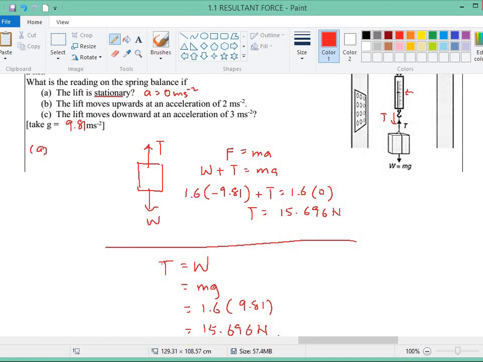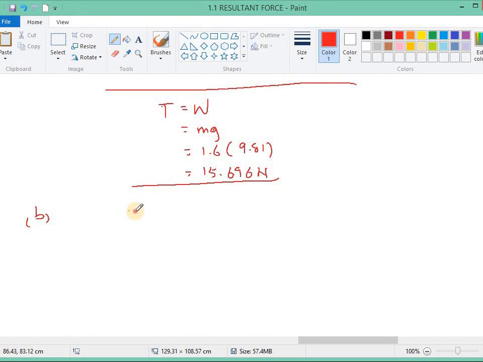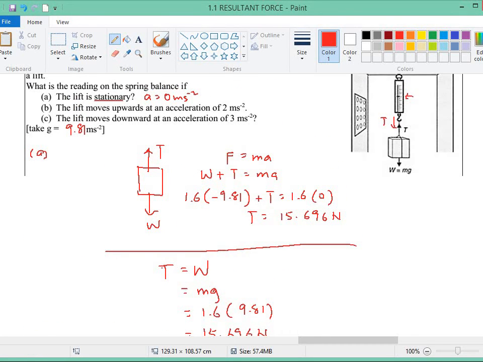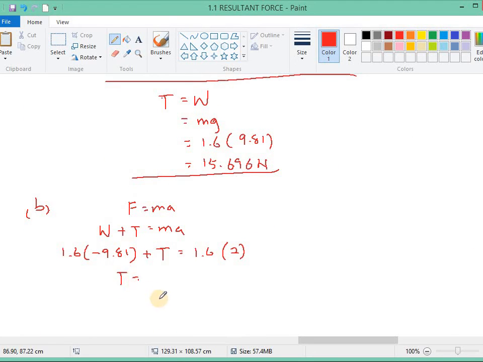The lift moves upward at an acceleration of 2 meters per second per second. So, same thing, F equals ma. The resultant force will be the weight plus the tension. So the weight will be 1.6 times negative 9.81 plus the tension, which is the one that we are looking for, mass 1.6. The acceleration says it is going up at 2 meters per second squared, so 2. So the tension that we get will be 18.896 newton.